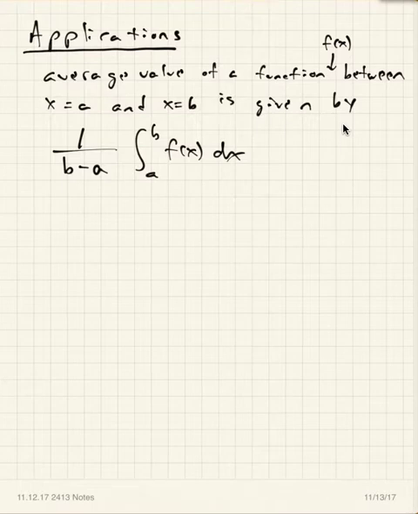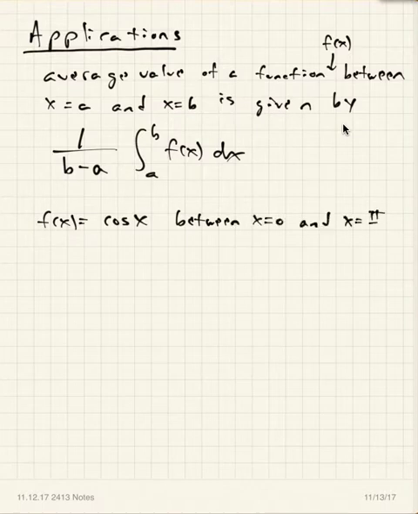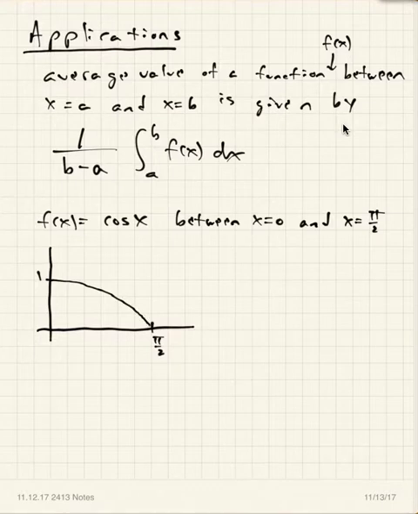As an example, if we have f of x equals cosine x, and we're looking at between x equals 0 and x equals pi over 2. As a graph, not to scale at all, if that's 1 right there and this is pi over 2 right here, we know the cosine graph looks like this. It continues on, certainly, but that's one piece of the cosine graph. So what's the average value of the cosine between 0 and pi over 2?